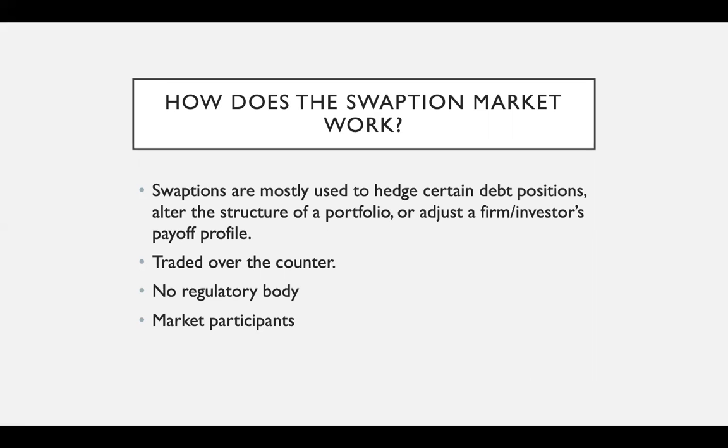Swaptions are always traded over the counter because they're not traded on an exchange, so they don't have a regulatory body. They are private contracts, mostly done between larger firms. It's harder for smaller firms or retail investors to participate in this market because it does not have a regulatory body. The market participants are also mostly larger financial institutions, hedge funds, mutual funds or banks.